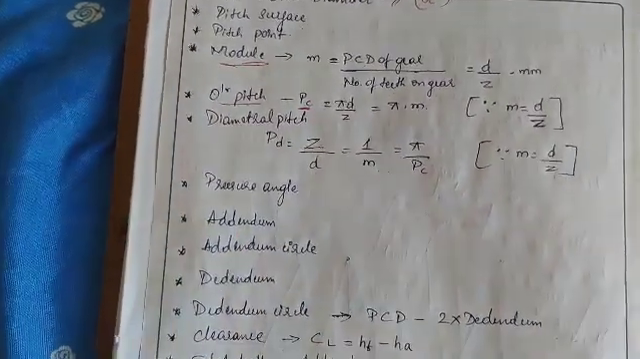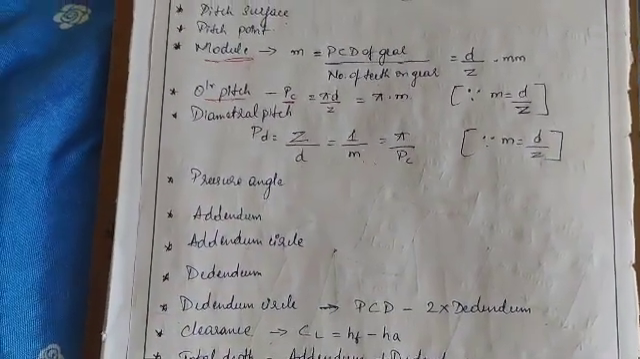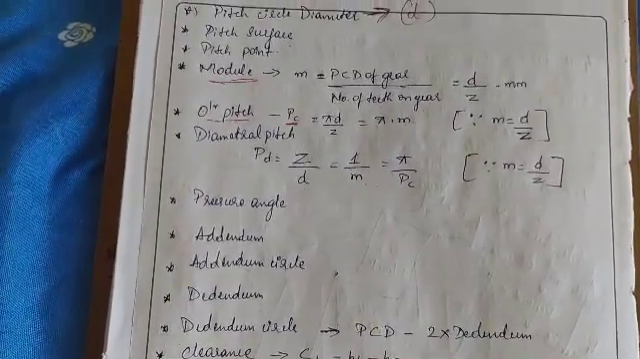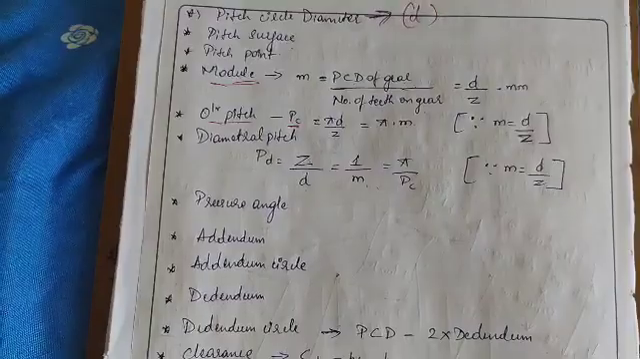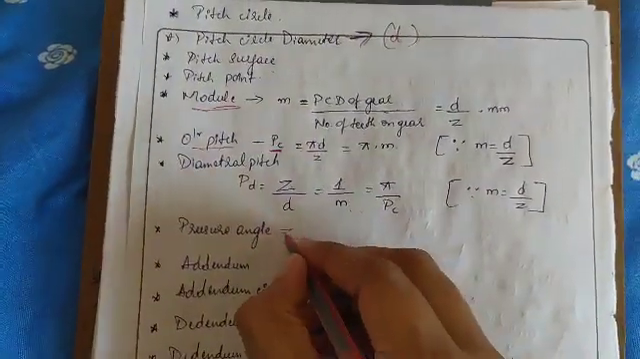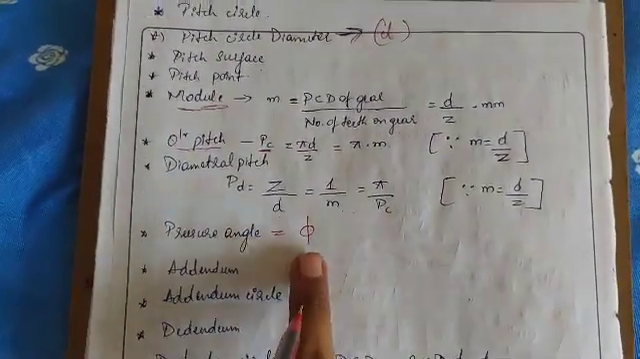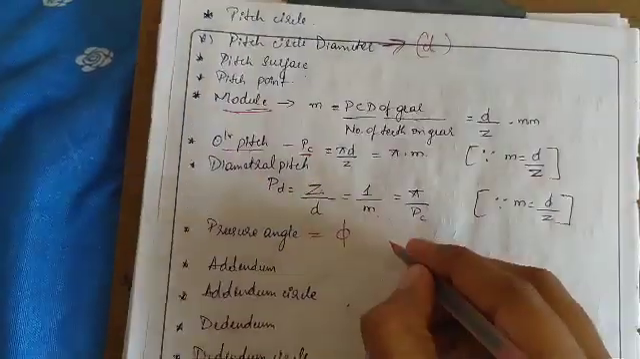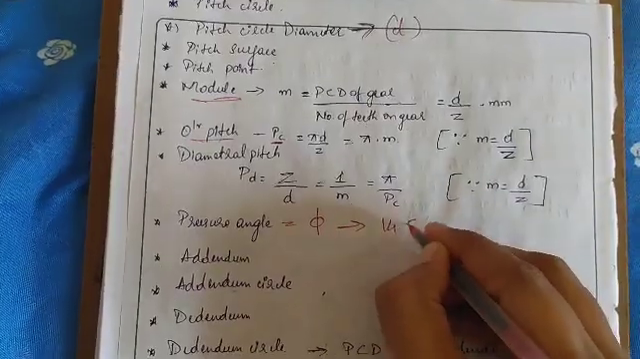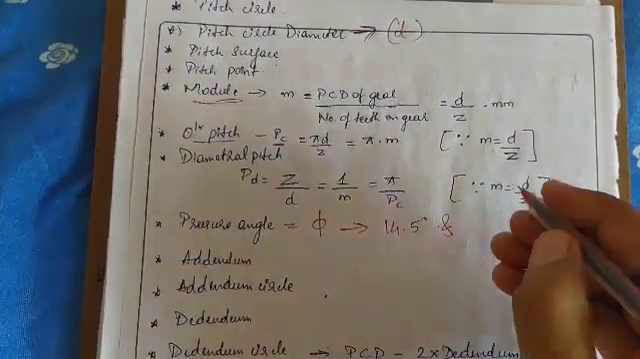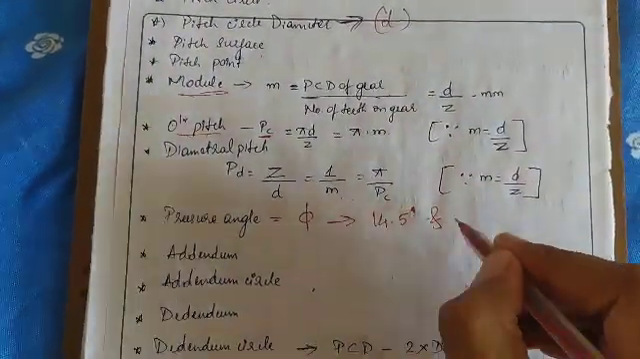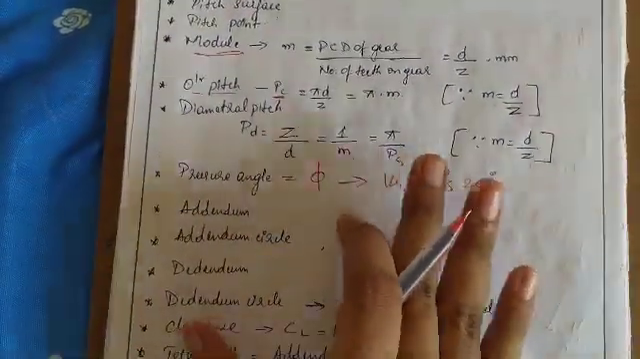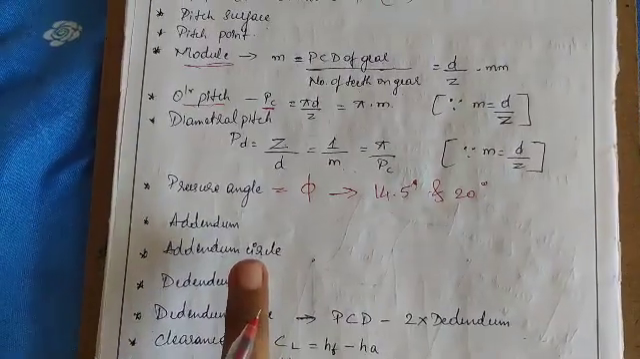And the pressure angle is the angle between the common normal drawn at the point of contact of the mating gears and the common tangent at the pitch point. It is also called the angle of obliquity, denoted by phi, which I will show in the involute profile. The standard values of the pressure angle are 14.5 degrees and 20 degrees.